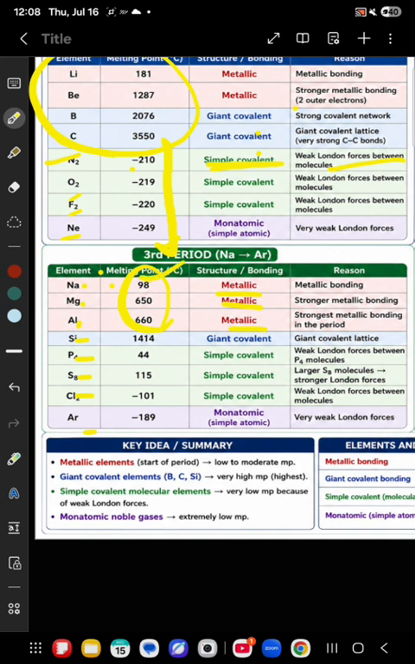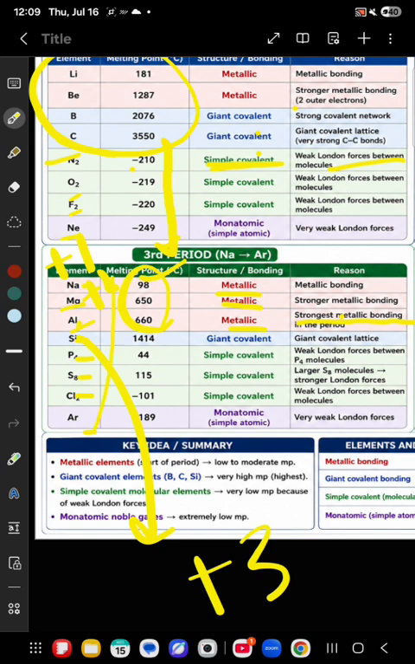Sodium has the least melting point because sodium can lose just 1 electron, it can form positive 1. Magnesium can lose 2 electrons, it can form positive 2. And aluminium can lose 3 electrons, it can form positive 3. So you can say that the metallic bonding is strongest in aluminium. Your examiner can also ask you which element has the strongest metallic bonding in period 3, so your answer should be aluminium. If your examiner is asking which element has the strongest metallic bonding in period 2, your answer should be beryllium.